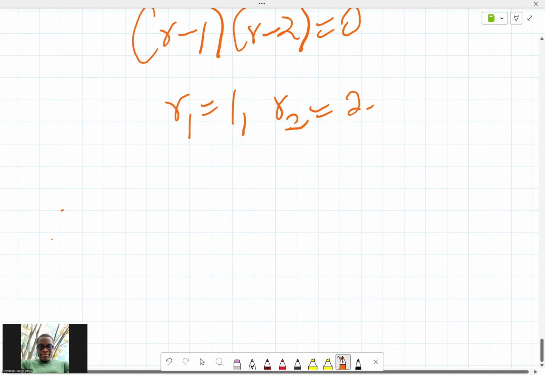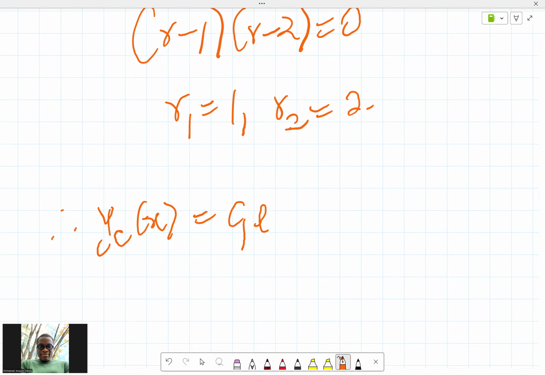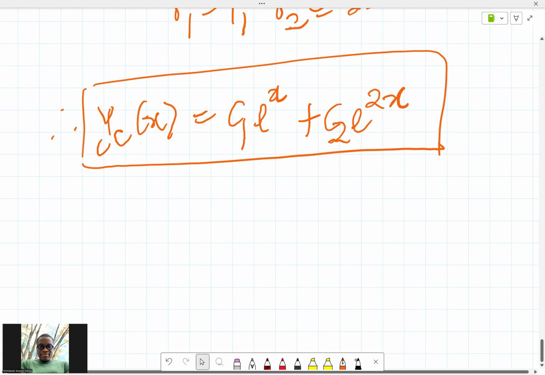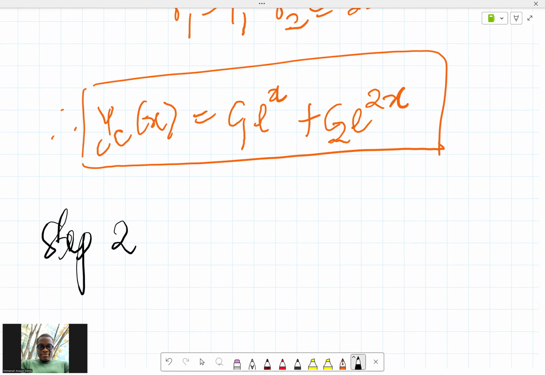So we can say, therefore, yc of x is equal to C1 e raised power 1x, that's C1 e raised power x, plus C2 e raised power 2x. Okay, that's the complementary solution. Done. So the next thing is step 2: we want to find yp of x.